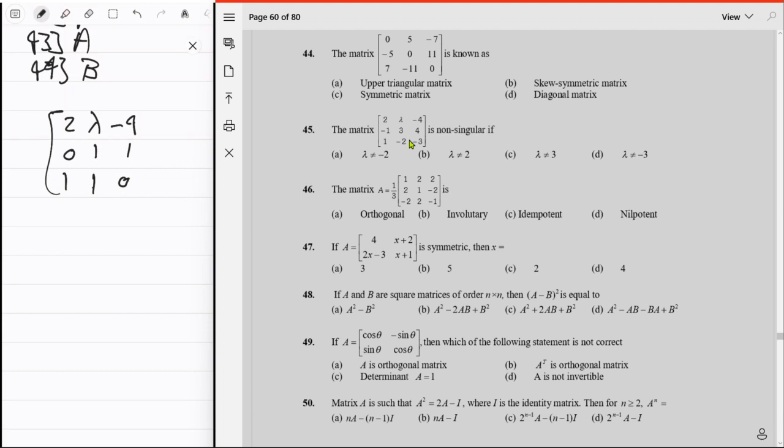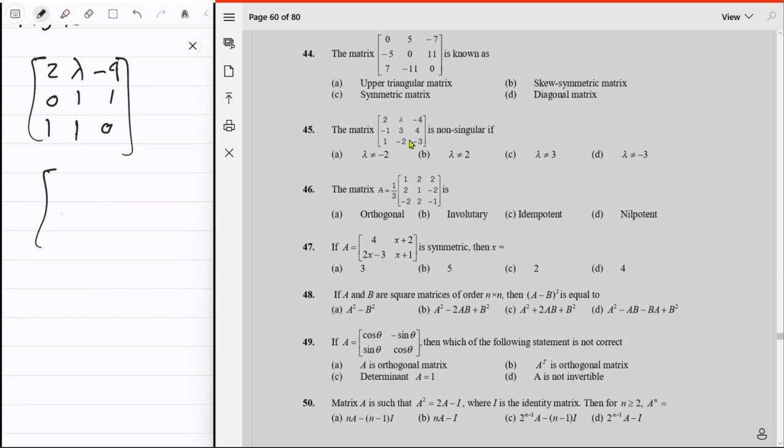Yeah, most likely it's just correct. Then you can just subtract this from there. So we get this thing: 2 lambda plus 4, negative 4, 1, 0, 0. And then subtract that from there. It's just plus 2 in that case.